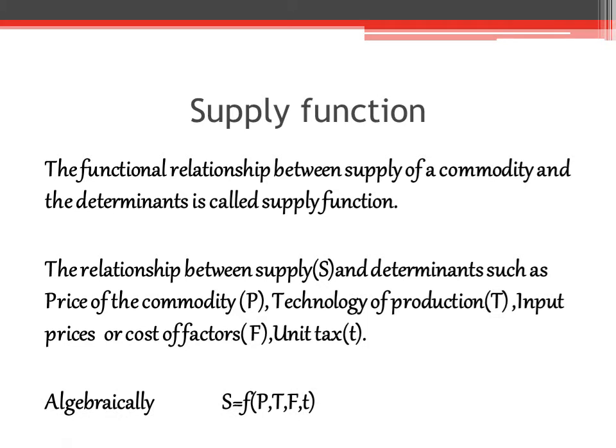Algebraically, we can write it as supply is equal to a function of P, that is price of commodity, technology of production, cost of factors, and unit tax. Among the determinants in the supply function, the price is the most important factor. So the supply of a commodity can be said to be a function of price as well.